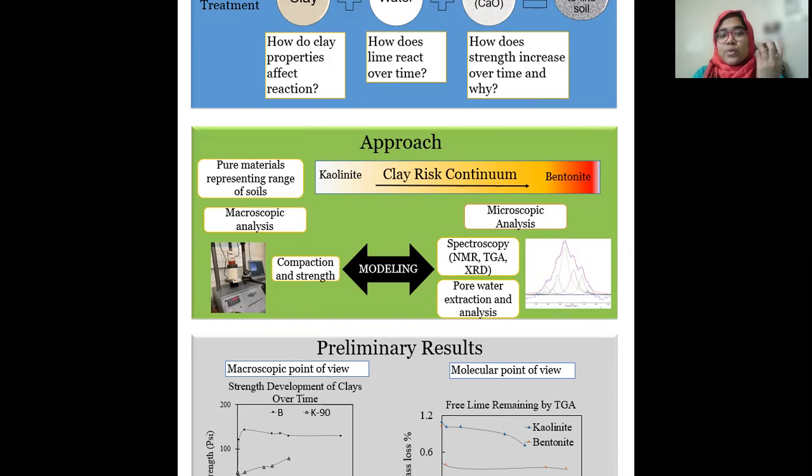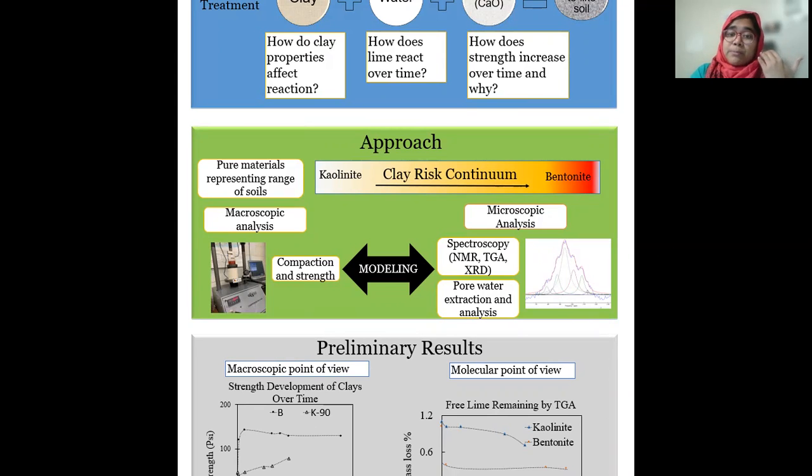We add lime and water to the clay and let it cure for some time: 7 days, 28 days, 90 days, up to 2 years, as I am curing my samples. When the cure time is over, I take the clay, do the strength test on it, and then the microscopy analysis. For microscopy, I use state-of-the-art spectroscopy techniques like NMR, which is very similar to the MRI that doctors do to see what's happening inside your body.